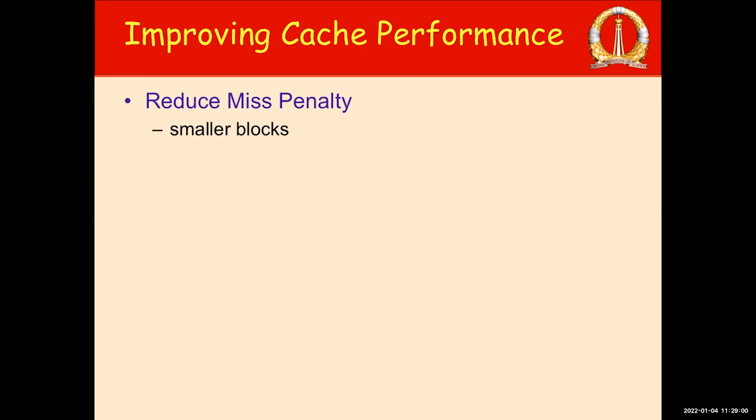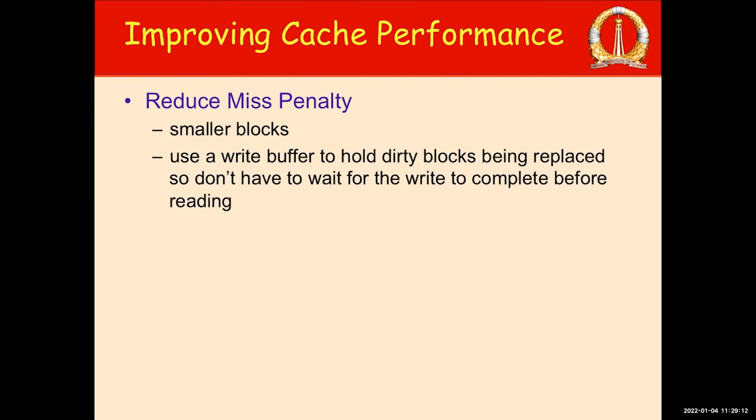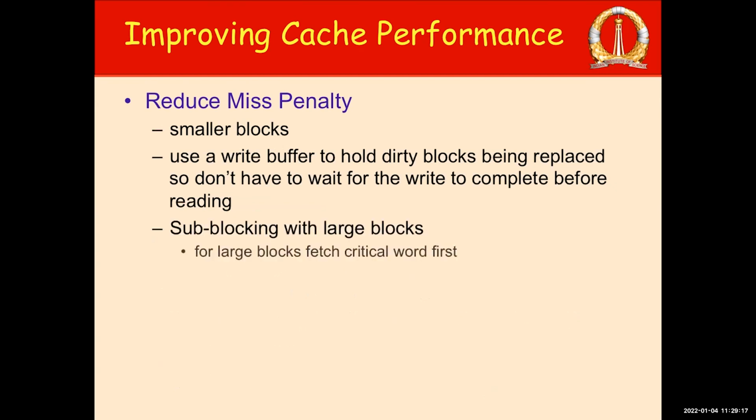Other techniques that you use to reduce the miss penalty is to decrease the size of the cache block. But if you decrease the size of the cache block, of course, you will increase the compulsory misses. Of course, there are other techniques like increasing the cache block size but implementing certain things called sub-blocking and other things. I will not go into the details because these are all small techniques.